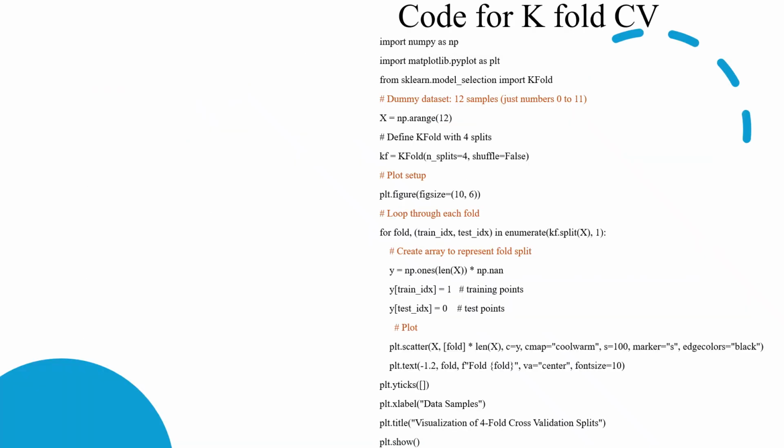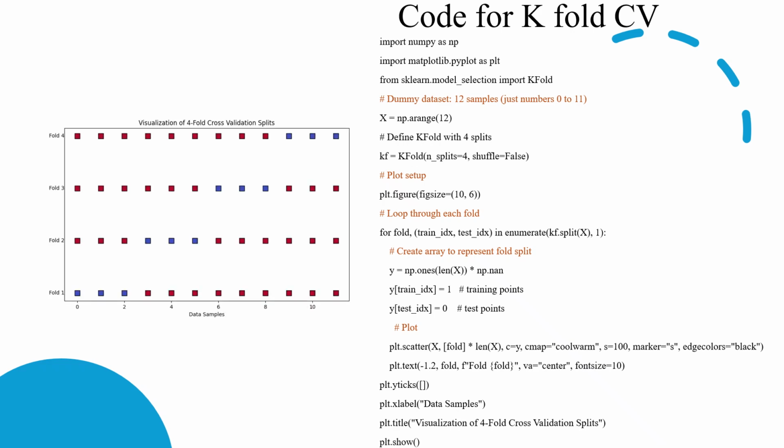Here is a Python example that shows how K-fold works. We create a simple dataset with 12 samples, then we split it into 4 folds using scikit-learn's KFold function. The visualization shows each fold as a row, where red blocks represent training samples and blue blocks represent test samples. As you can see, each sample gets a chance to be in the test set once while being part of the training set in the other folds.